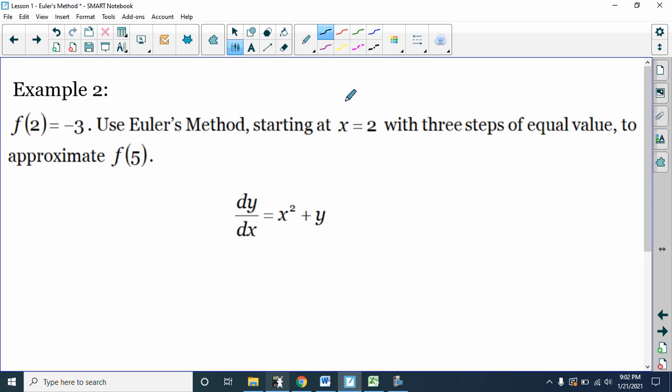Most of the problems look more similar to this one. It gives us a point: f of 2 is negative 3. It tells us to use Euler's method, starting at x equals 2. We need 3 steps of equal value, and we are trying to approximate f of 5. So we're starting at 2, we need to get to 5. So we have to go 3 total units, and I have 3 steps. So 3 divided by 3 steps, my delta x should be 1.